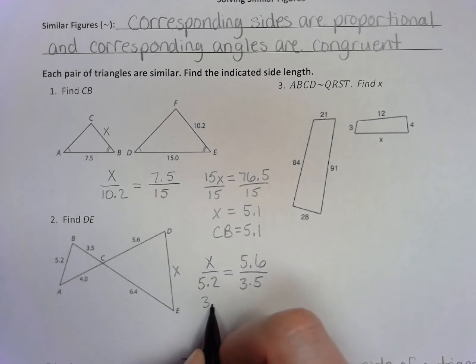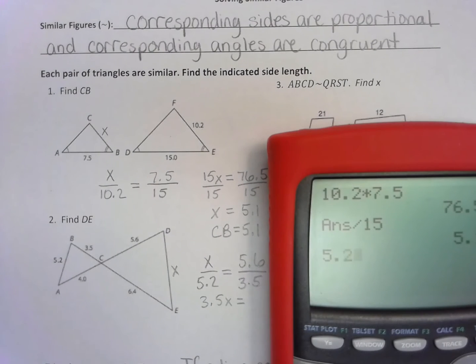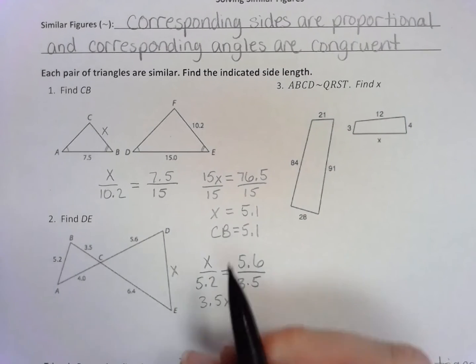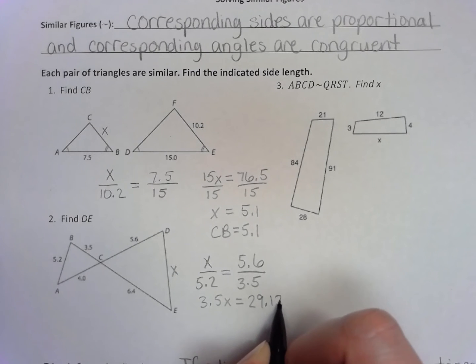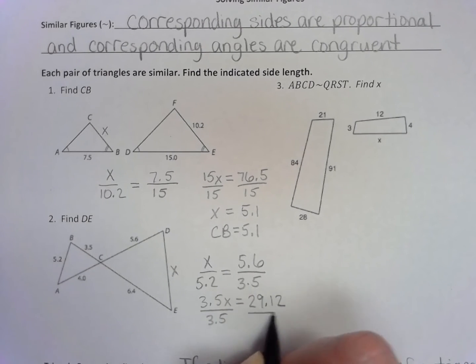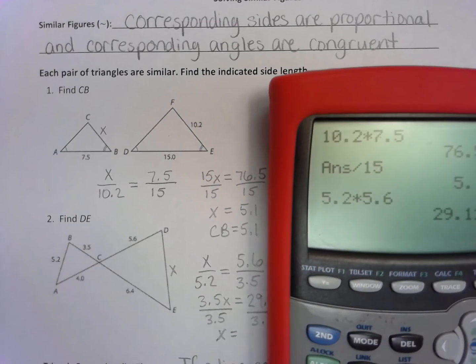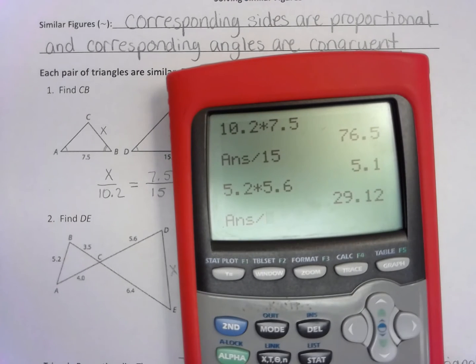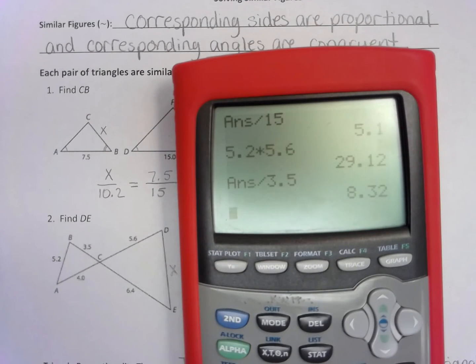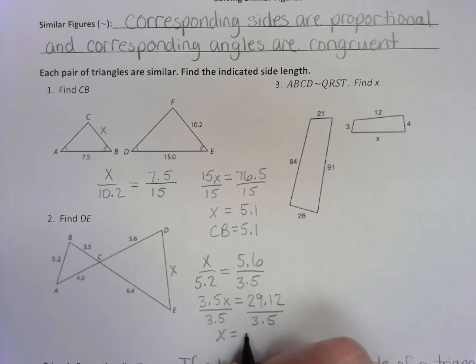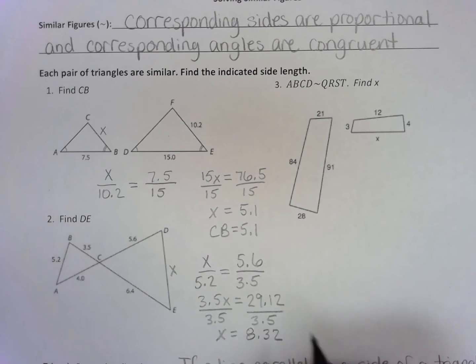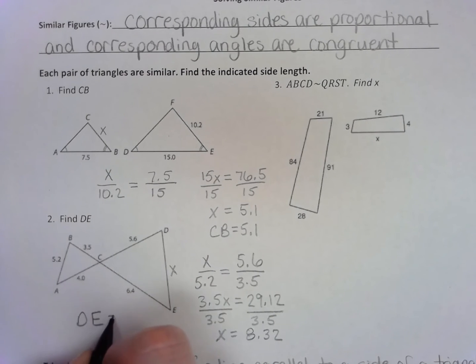Cross multiply, so we get 3.5x equals 5.2 times 5.6. So 5.2 times 5.6 gives us 29.12. You'll divide by 3.5 on both sides. So that gives us, for x, dividing by 3.5 gives us 8.32. So for DE, we found it to be equal to 8.32.